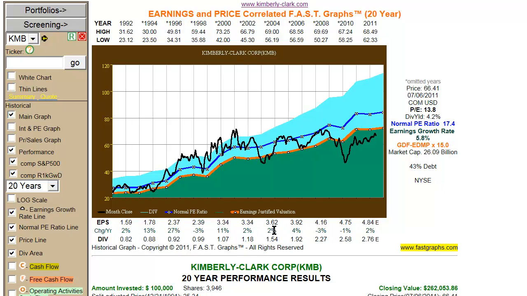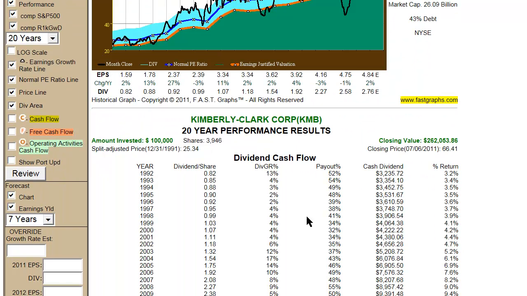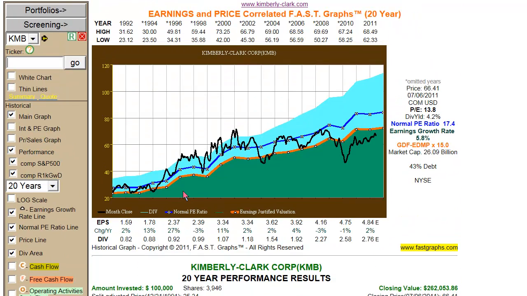At the bottom of the chart is earnings per share. The change per year is listed on 20-year charts. We skip a year because we don't have room to put all the data. And then we show the dividends. And then we're going to be looking at associated performance charts that assume a $100,000 investment at the beginning of the first day of the graph and held to the current day. And then we're also going to list the dividend cash flow. We're going to show the rate of change of dividend growth, the payout ratio, the actual cash dividend, starting returns over the period, etc.